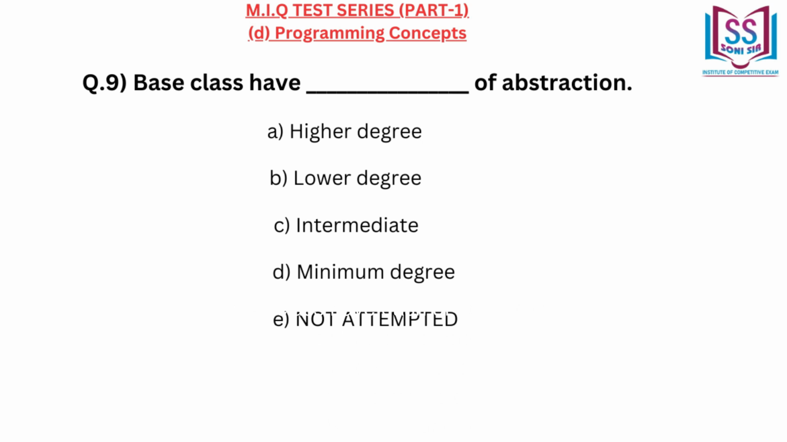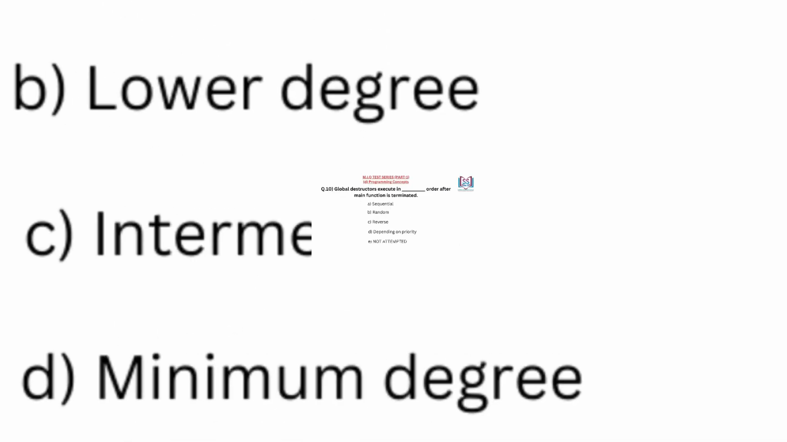Base class has dash of abstraction. A. Higher degree. B. Lower degree. C. Intermediate. D. Minimum degree.